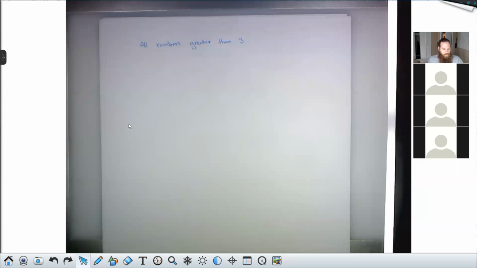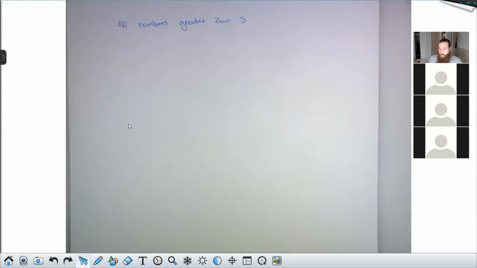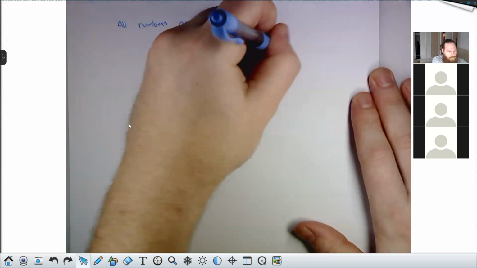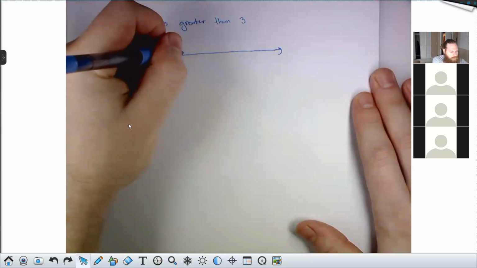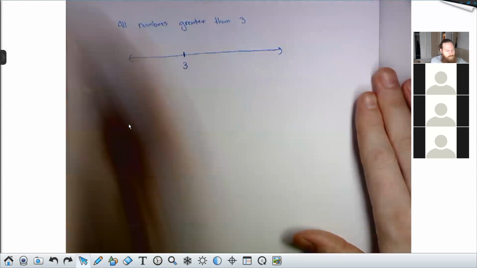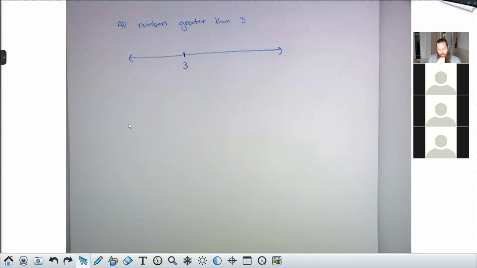So 3 is definitely going to be one of our endpoints. And I think if we want to figure out exactly how to write this set in interval notation, the easiest way to do it would be to draw the interval, right? So we look on our number line here. And since 3 is the only number that's specified, I'll just plop him in any old spot. If I want all the numbers that are greater than 3, am I talking about stuff to the left over here or stuff to the right over here? To the right. Alright.